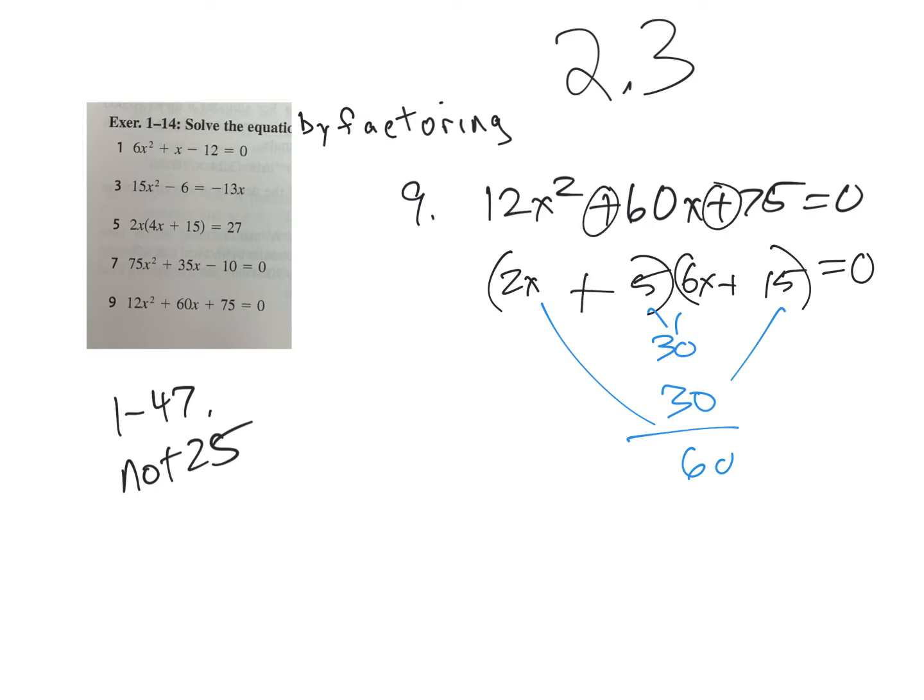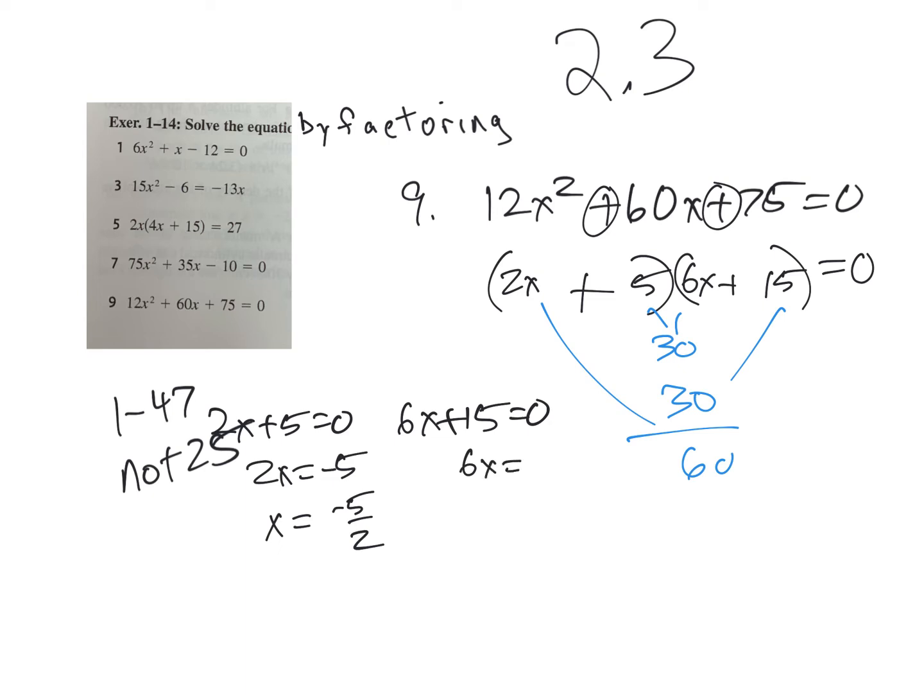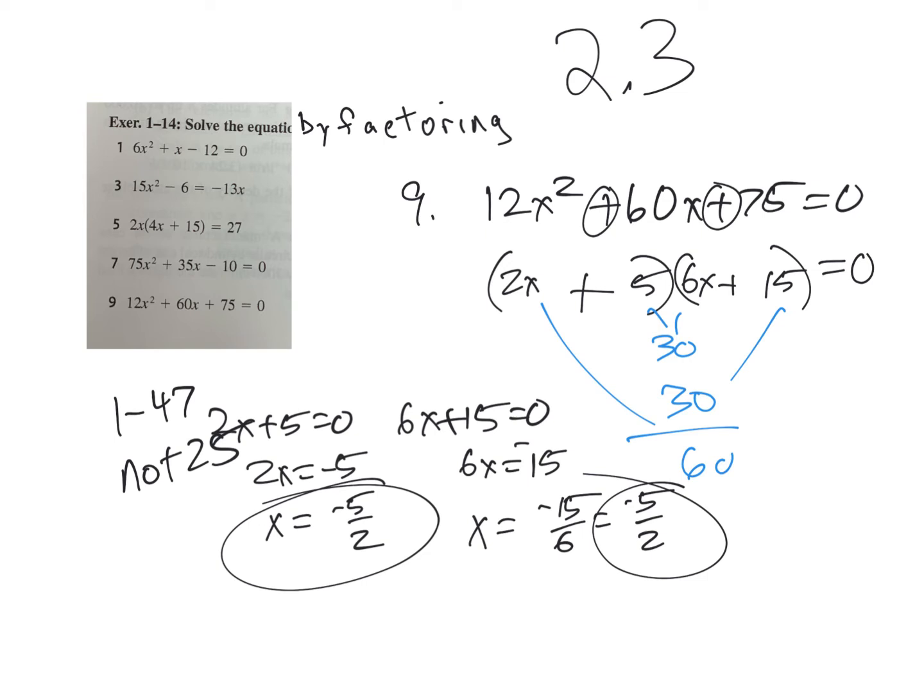So now we solve. 2x plus 5 is equal to 0, and 6x plus 15 is equal to 0. So subtract the 5, divide by 2, negative 5 halves. Subtract the 15, and divide off the 6. You get negative 15 sixths, which is reducible by 3. It's a negative 5 halves. So look at that. They're the same. We'll talk about what that means at another time. Let's go on to the next page.